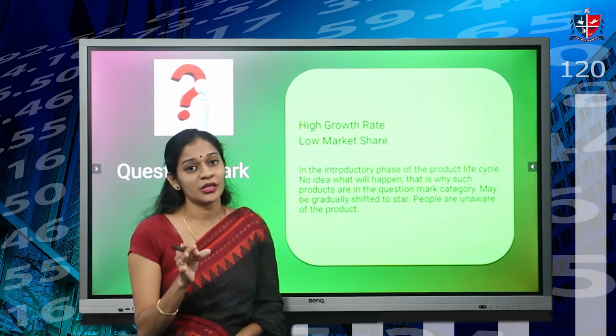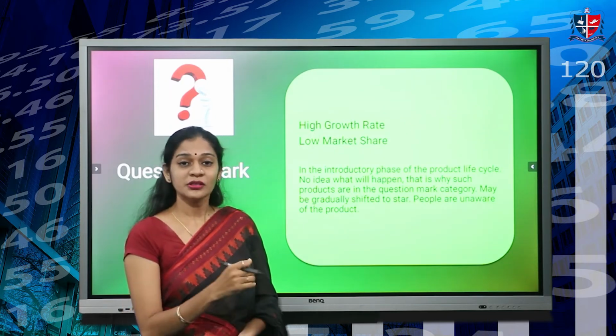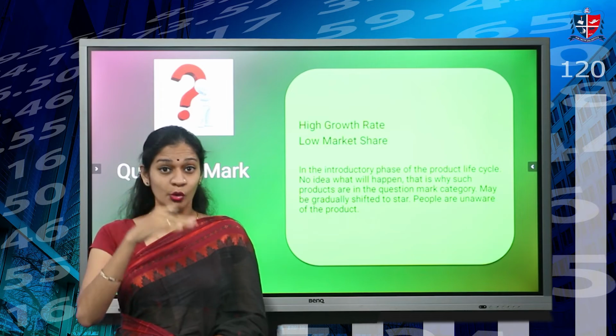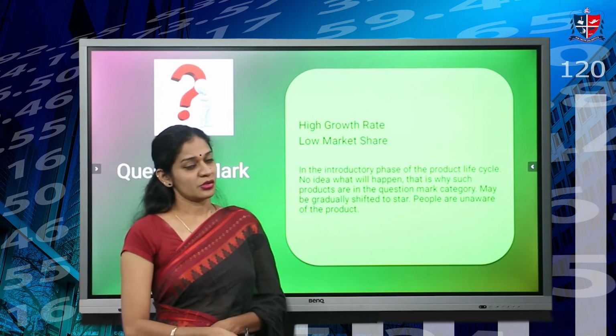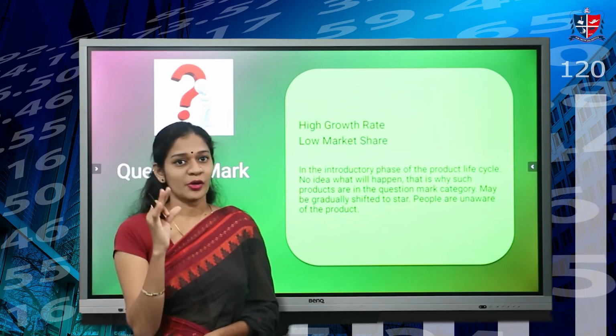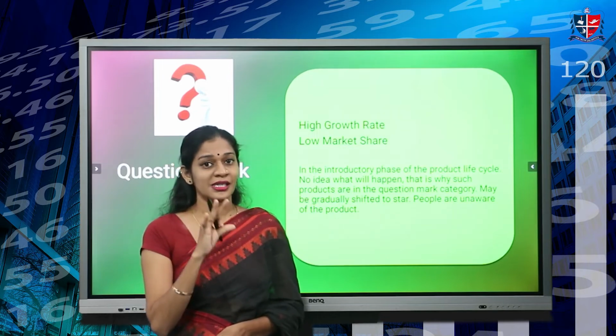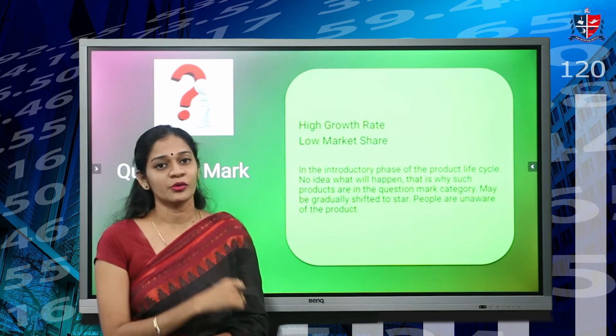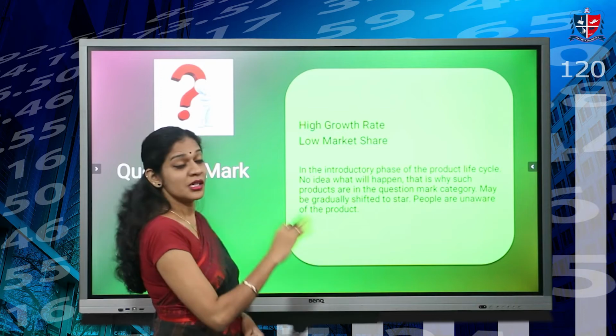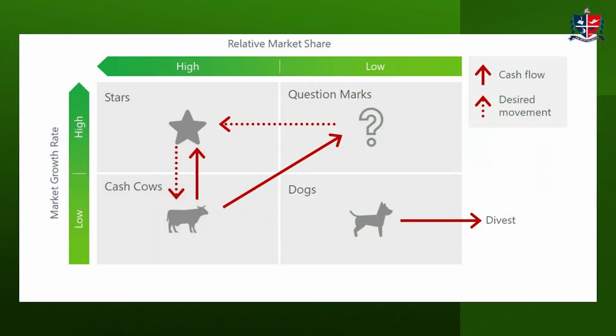So what the business people are wishing, or what the organization is looking for, is to move all their products towards the star category, because the growth rate is high and market share is also very high. So they want a high profit margin. All organizations are moving, or trying to move, their products towards the star category. So these are the four things. These are the four quadrants which I explained to you now.